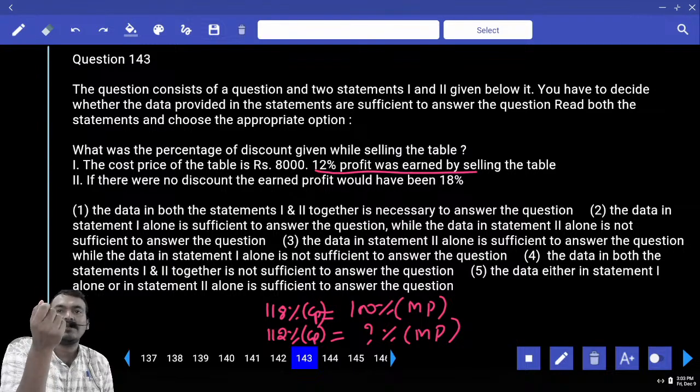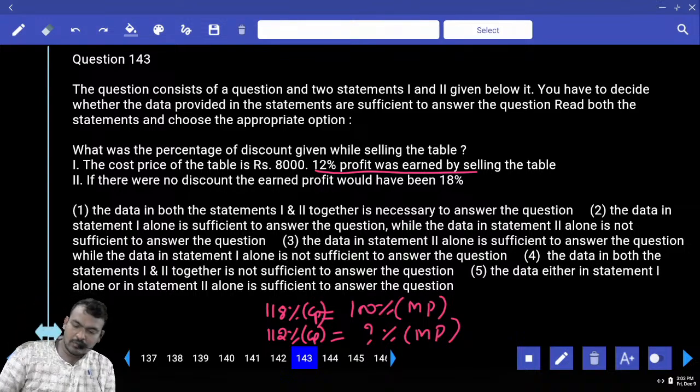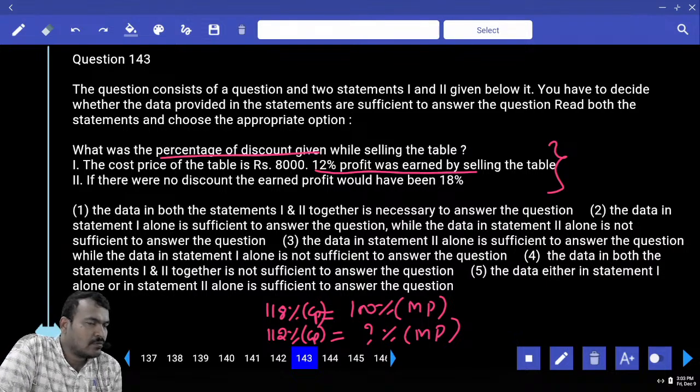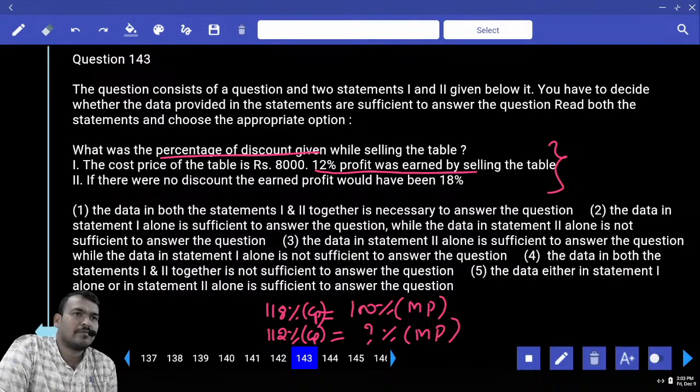Suppose you get 95% of market price, what is the answer? 5% discount is offered. Yes or no? By using both the statements, we get the discount percentage. Yes or no? If you require the discount percentage, definitely we need to know the market price value and also the discount value.